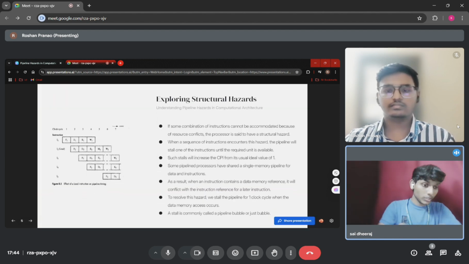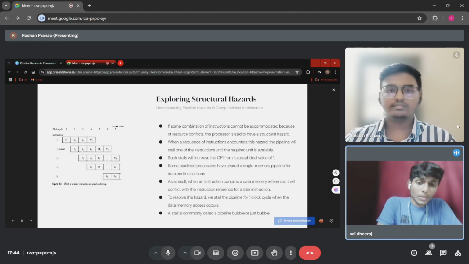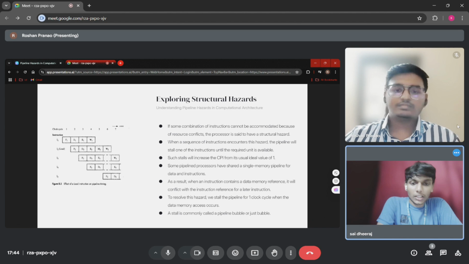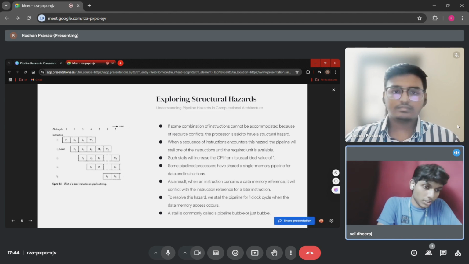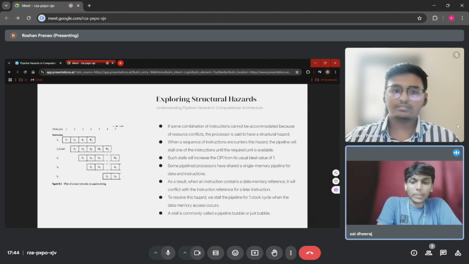If some combination of instructions cannot be accommodated because of some resource conflicts, the processor is said to have a structural hazard. When a sequence of instructions encounters this hazard, the pipeline will stall one of the instructions until the required unit is available.